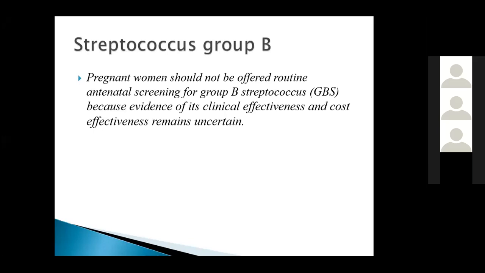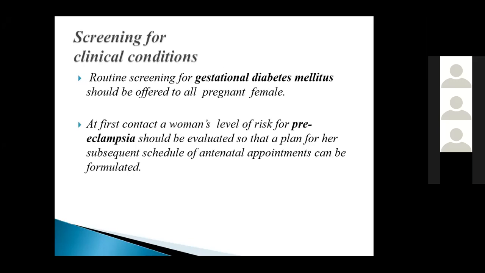Streptococcus group B: pregnant women should not be offered routine antenatal screening for group B Streptococcus, GBS, because evidence of its clinical effectiveness and cost effectiveness remain uncertain. Yes, routine screening for gestational diabetes mellitus should be offered to all pregnant females. At first contact, a woman's risk of preeclampsia should be evaluated so that the plan of her subsequent schedule of antenatal appointments can be formulated.